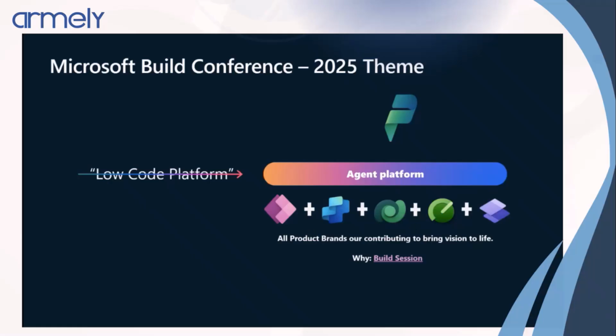Two months ago, that's in May, we had the Microsoft Build conference, and the major theme was transitioning Power Platform into an agent platform. So what this means is that we're introducing AI and agents to all the product brands, to Power Apps, to Power Automate, to Power Pages, Dataverse, the whole managed platform. And so we're going to see some of this in action.